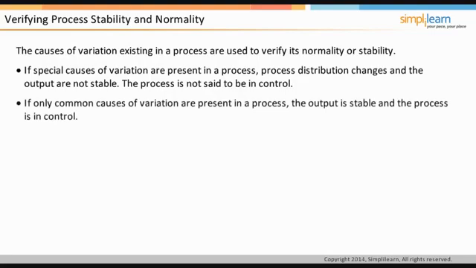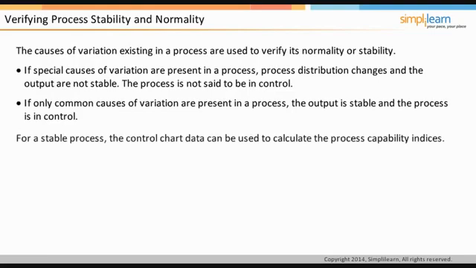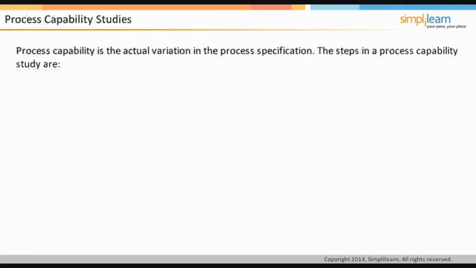Conversely, if there are only common causes of variation in a process, the output forms a distribution that is stable and predictable over time. A process being in control means the process does not have any special causes of variation. Once a process is understood to be stable, the control chart data can be used to calculate the process capability indices. In the following screen, we will discuss process capability studies.